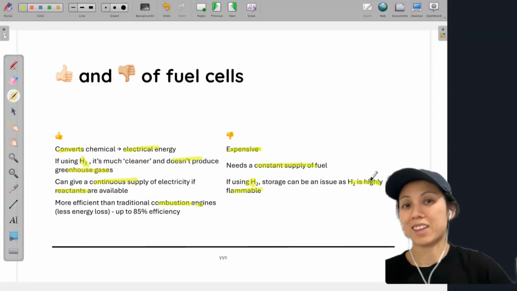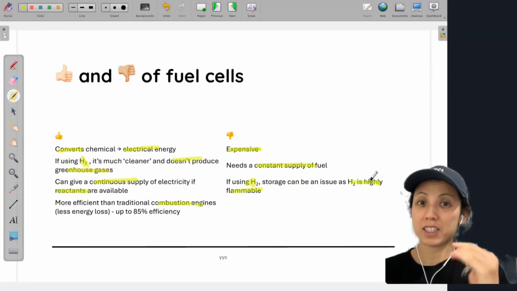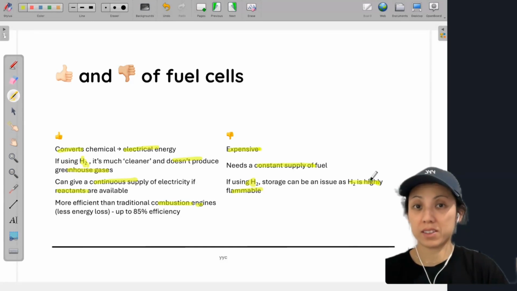And not only that, it's a gas. So if you're thinking about putting it in your car, it has to be airtight. Otherwise, really bad things can happen.